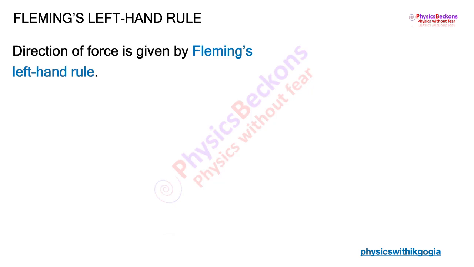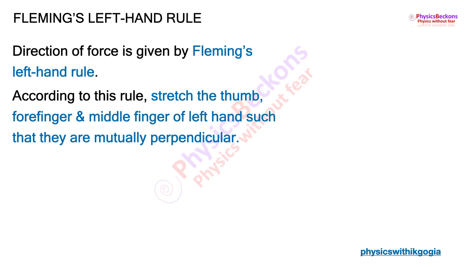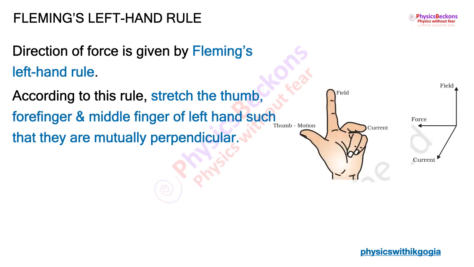The direction of the force is given by Fleming's left hand rule. According to this rule, stretch the thumb, the forefinger and the middle finger of the left hand such that they are mutually perpendicular. Here, caution: you have to stretch the forefinger, the central finger and the thumb of the left hand. Always use the left hand; do not commit the error of using the right hand to find the direction of force. The three should be perpendicular to each other.